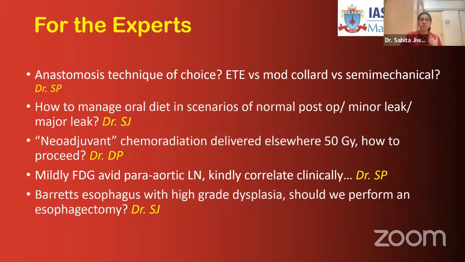Coming to minor leaks which are confined to the neck, usually once the purulent discharge stops coming and it is only saliva, then you can start the patient on sips, and slowly that leak settles with good nutritional supplementation. You almost never need to give TPN. It can all be managed by enteral feeding. So that's how we manage the oral diet in our patients. If anyone would like to comment, please go ahead.